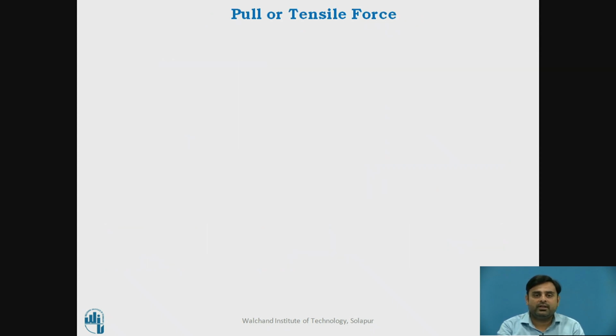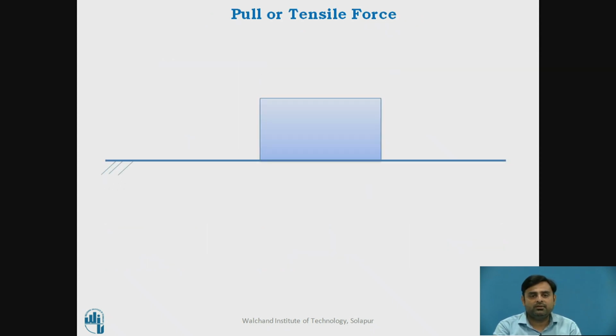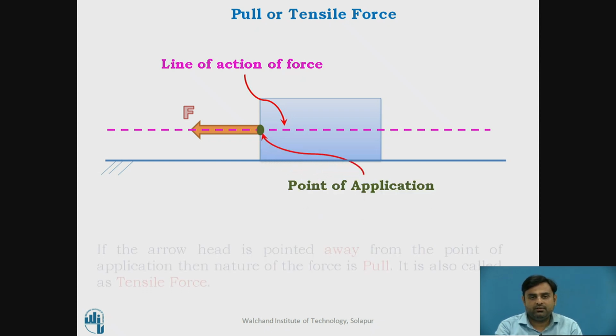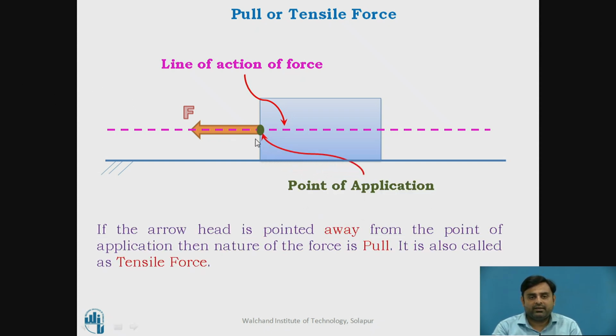Then pull, tensile force. Similarly, take the same body, and force F is applied on the body. This is the line of action of the force and this is the point of contact here. Now you can see the difference: the force is acting away from the point of contact. So if the arrowhead is pointed away from the point of application, then the nature of force is pull, and it is also called a tensile force.